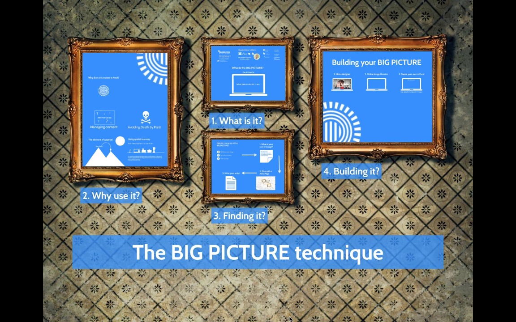So we've talked about what the big picture is, why you should use it, and of course, how you can find your big picture. It's really, really important. So once you've got all of that stuff in place, how do you actually build your big picture? You know, I said at the start of this, and I repeated myself a second ago, I don't want to turn any of you into designers.